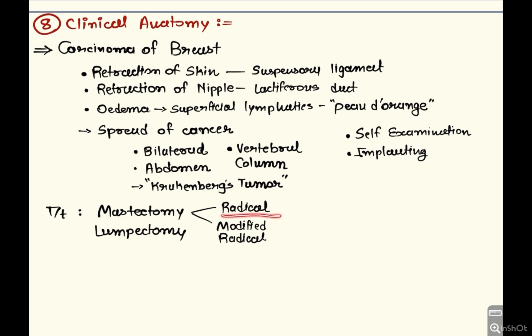The mastectomy can be radical or modified radical. What is radical mastectomy? We remove the whole mammary gland along with the pectoralis major muscle and all the lymph nodes. That is known as radical mastectomy. In modified radical mastectomy, we remove the lymph nodes and the gland, but the pectoralis major muscle is not removed. Some women can also opt for implants.